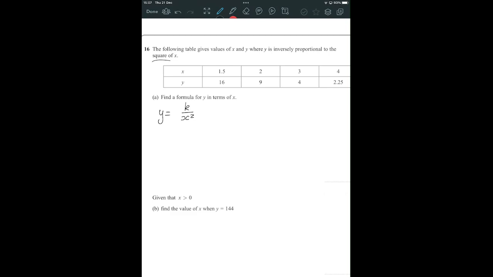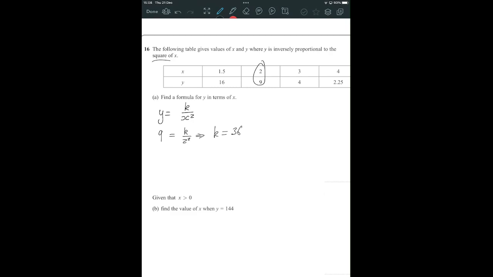Well, I need to find this k. This currently is a formula, but it's not complete. So I need to find the k. So I'm going to use 2, 9. That looks like one of the nicest ones. So I'm going to sub in 2, 9 into that. y is 9, x is 2. Timesing up by the 2 squared, timesing up by 4, gives k equals 36.